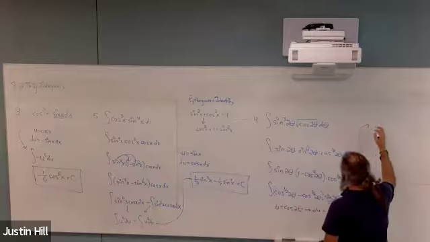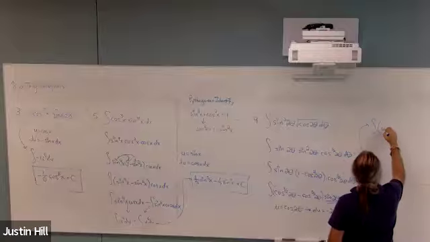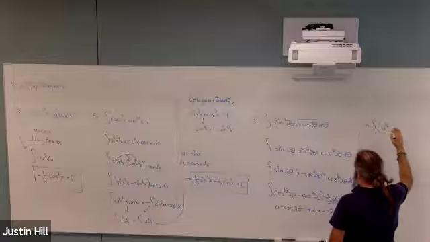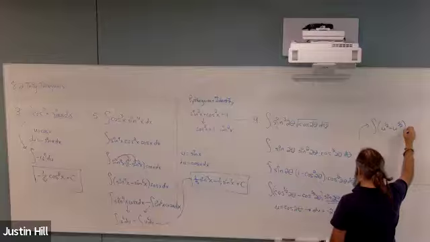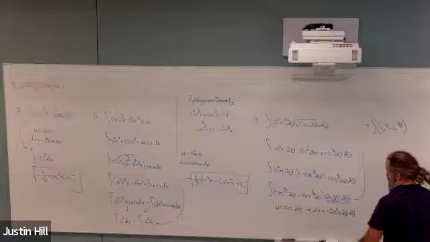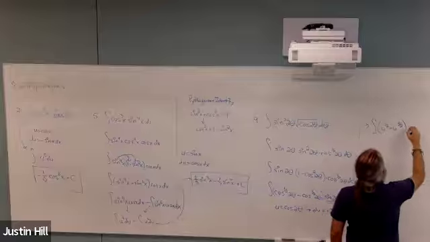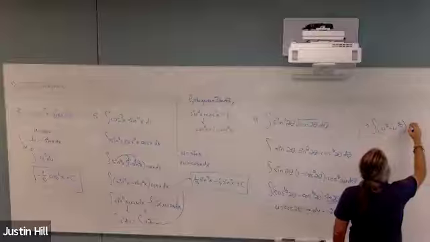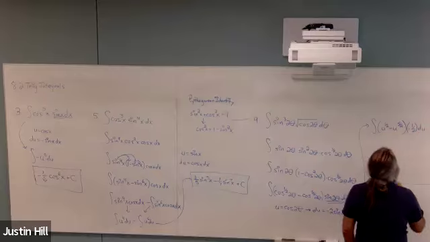So then this becomes the integral of u to the 1/2 minus u to the 5/2. It doesn't really matter where we put this, but I guess times negative 1/2 du.